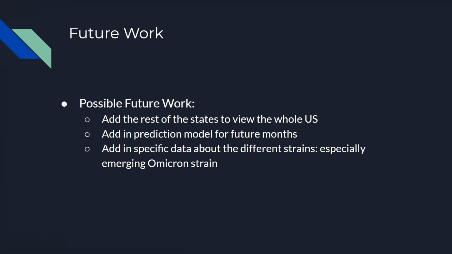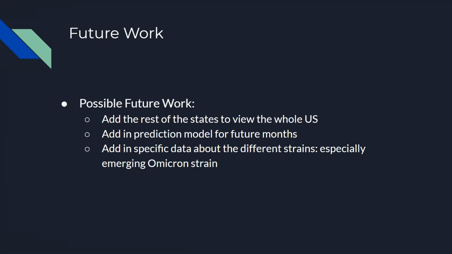We could also add in a prediction model for future months. A lot of important COVID decisions are based off predictions, and using the data that we have, we could possibly make a prediction model using the past 2 months, like October and November, and use the COVID data from there to get a trend of what's going on, and use that to predict how many deaths or how many cases a state may have for future months coming up.